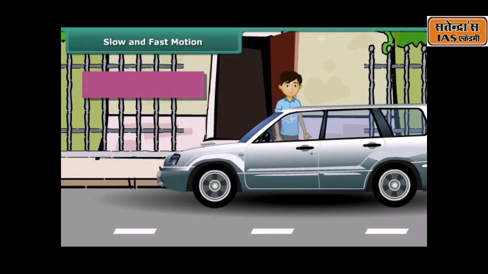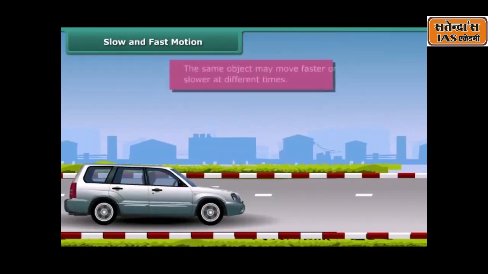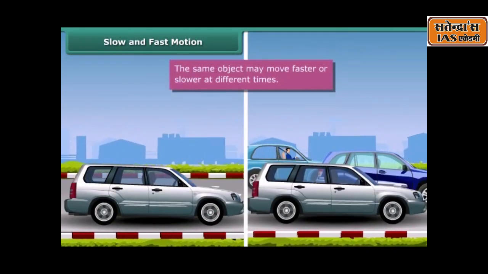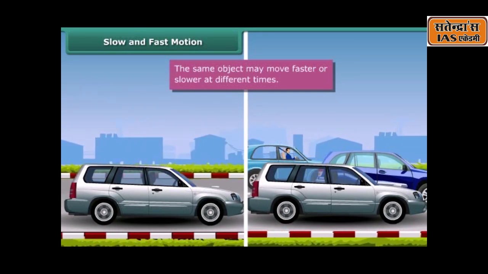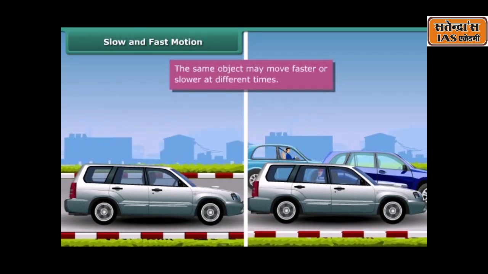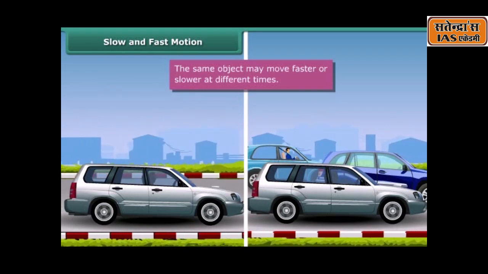So we can say that some objects move faster than others. Now the same taxi moves fast on an empty road and slow on a busy road. Thus, the same object can move fast at one time and slow at another time.